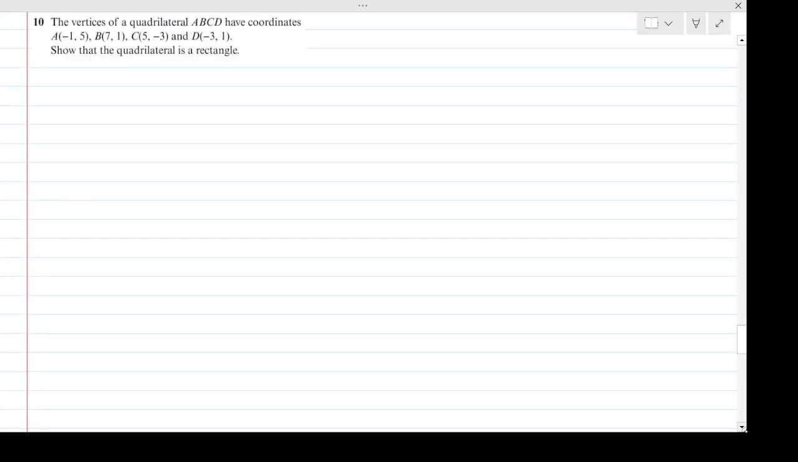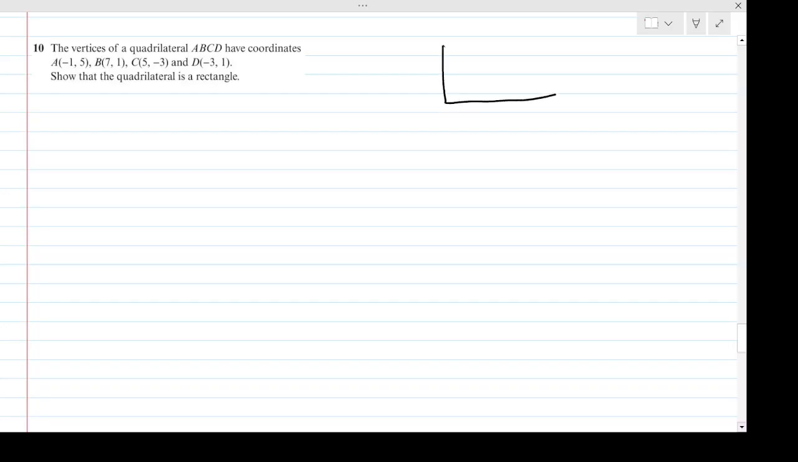Let's have a look at this question then. And again, it's another shaped geometric question, very, very similar. But again, we can use the ideas of parallel and perpendicular gradients and lines to work out what we need to work out. So again, we're given vertices of another quadrilateral ABCD, very similar, but this time we need to show it's a rectangle. Again, like the trapezium, what exactly is a rectangle?